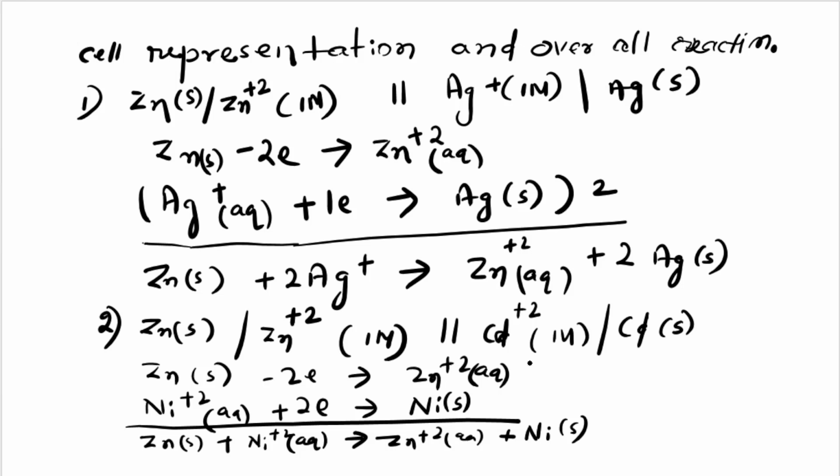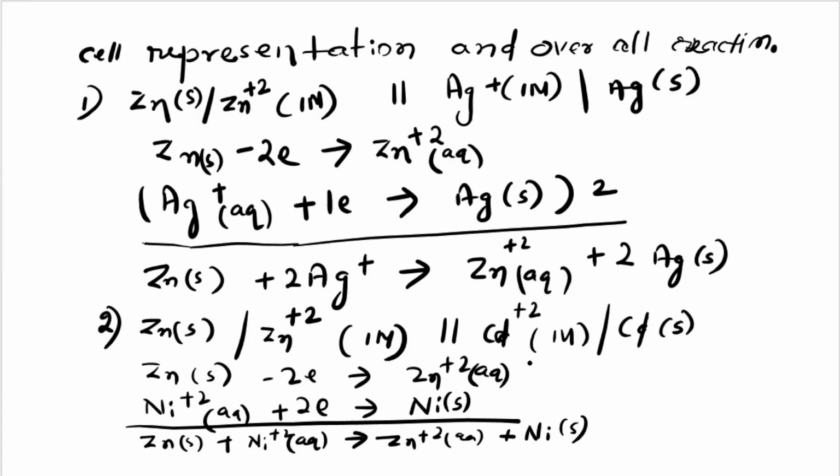Then after that, cell representation and overall reaction. How do you represent a cell? Suppose the question gives only the reaction, how can you write the cell representation? And if the cell representation is given, how can you say what the overall reaction is? Sometimes, from the values of standard electrode potential, you can also write the overall reaction and the cell representation. Let us take the first question.